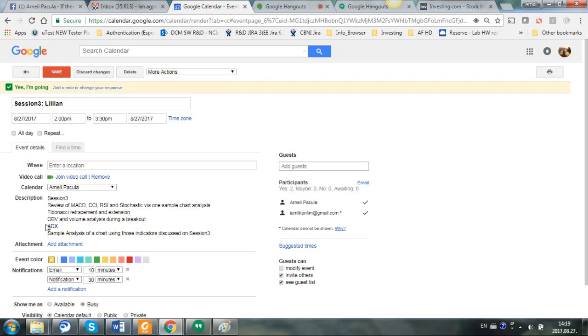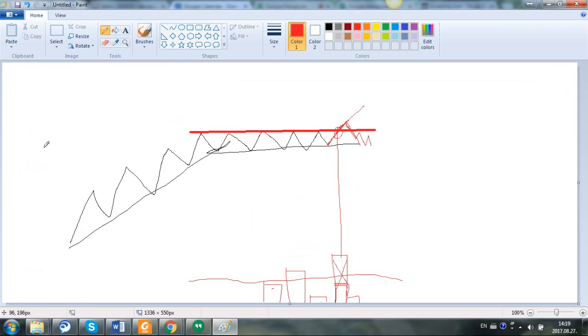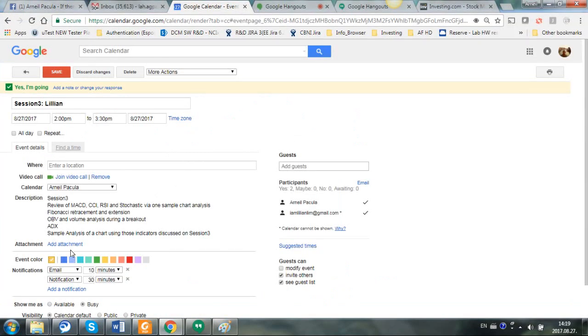ADX is a very simple indicator. It only indicates if there is a trend or there is no trend. So, kung going high yung ADX indicator, it means there is a trend. But if it is going in this way, there is no trend. Going back again, there is a trend, there is no trend. So, very easy lang.